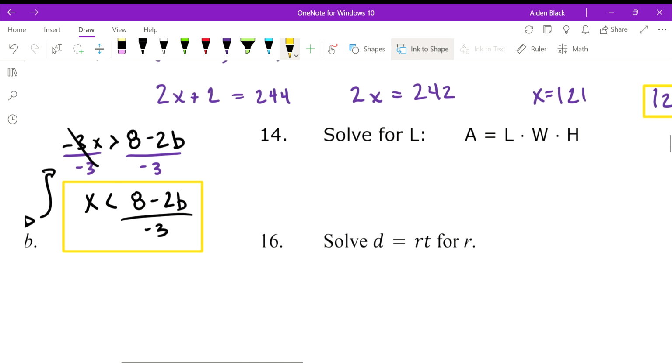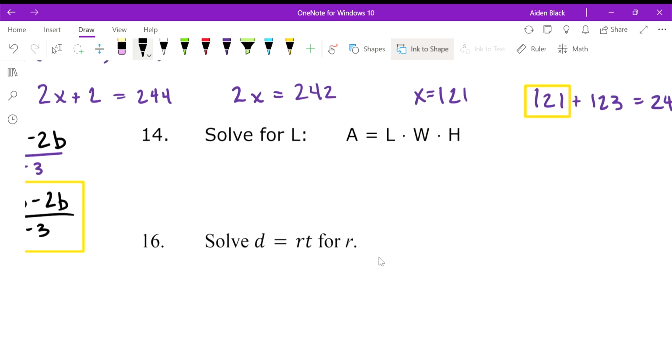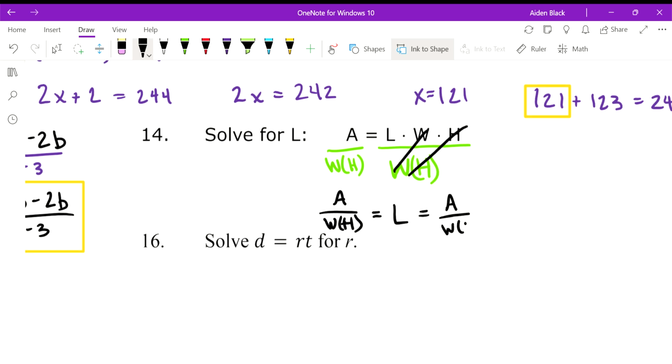Okay. Now looking at this one, it says solve for L. All we need to do is get rid of the multiplication of L by W and H. They're all being multiplied, so let's just divide both sides by W times H. So this cancels these, and we just have L is equal to A divided by W times H. If you want to write it this way, it's a little nicer. There you go.